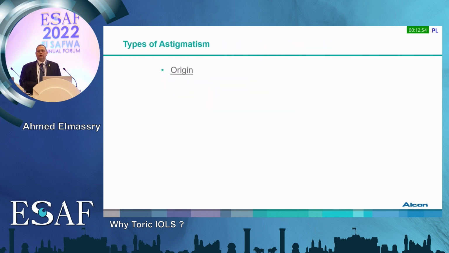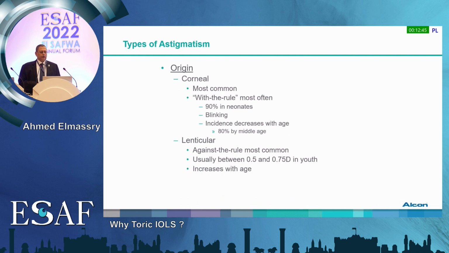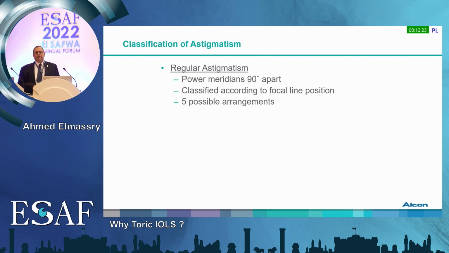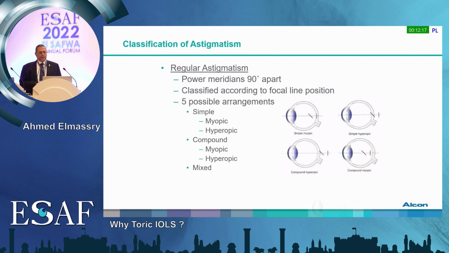So as we all know, basically we have types of astigmatism, which are whether corneal or lenticular. The corneal one with the rule means the vertical diameter is more curved than the horizontal one, and the lenticular is mainly in the lens itself. The corneal one is most relevant for cataract surgery, when the crystalline lens is removed. Again, it is classified, as you all know, whether it is a regular or an irregular astigmatism, and simply the regular astigmatism means each steep and flat meridian are 90 degrees apart, whether myopic, hyperopic, compound myopic, compound hyperopic, or mixed.